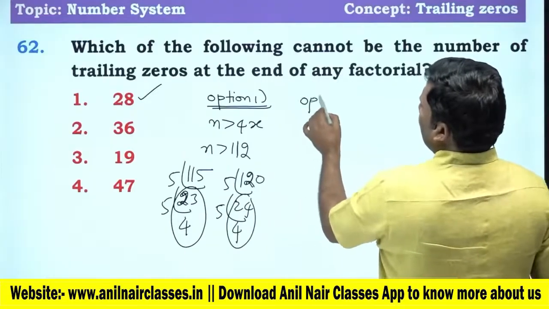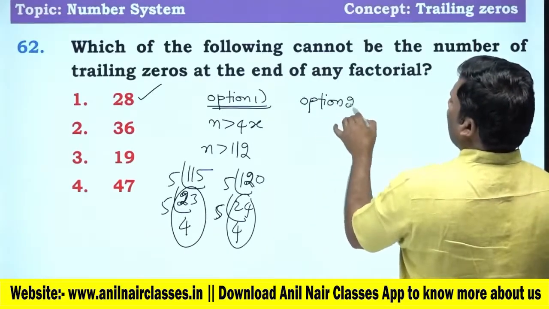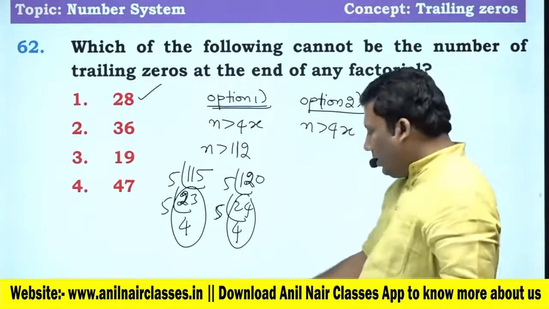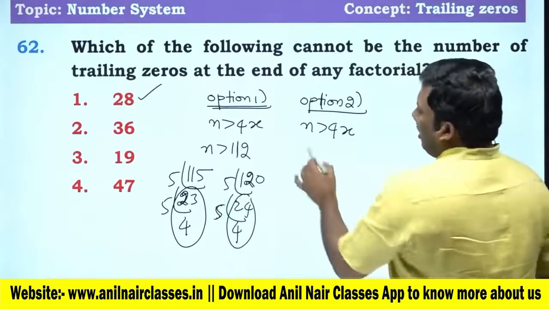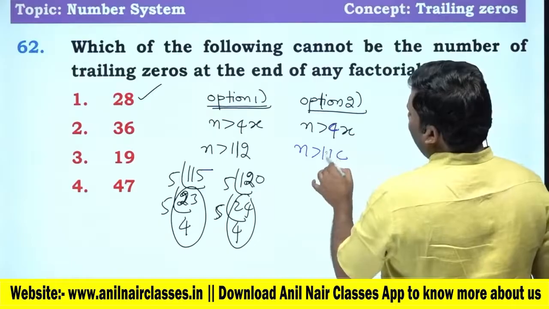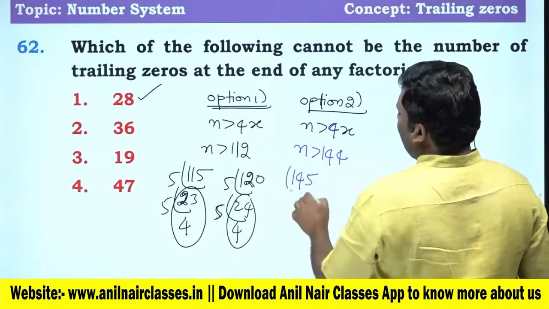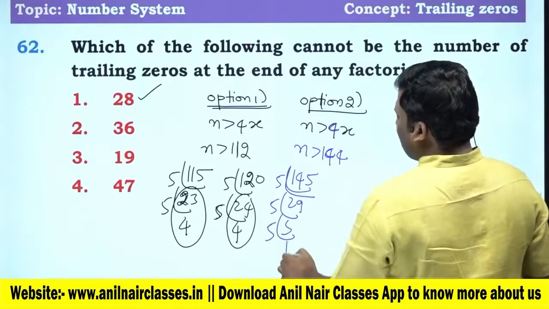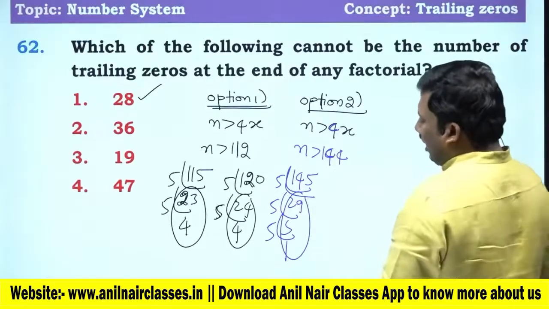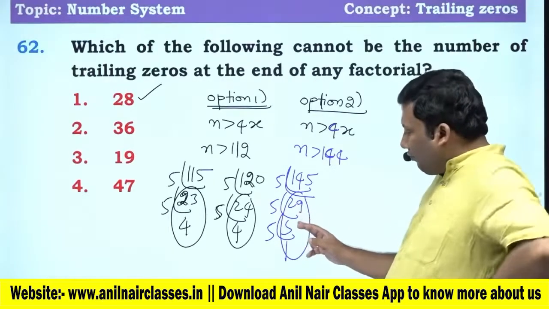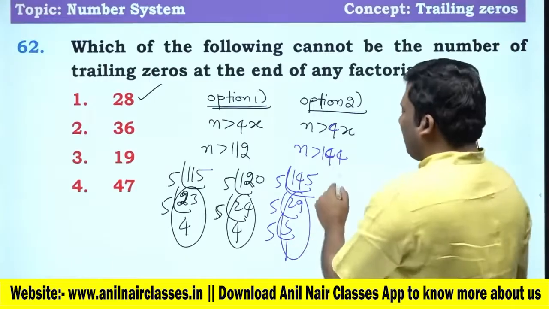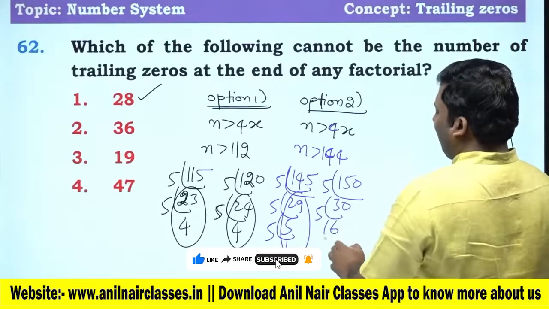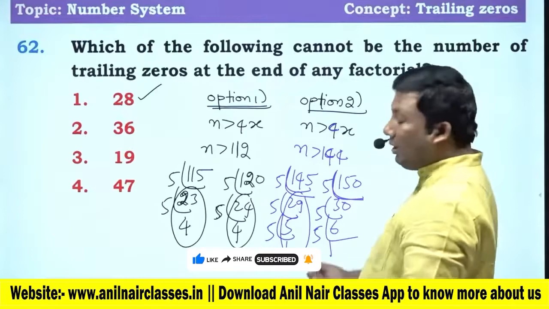Second one. Very interesting topics. N is greater than 4x, so n is greater than 144. What is the multiple of 5 greater than 144? 29s are 5, 5 5s are 1, so it is 29 plus 5, 34, plus 1, 35. Let me take the next number, 150. 5 30s are there, 5 6s are there, 5 1s are there. Anyway, 150 is a multiple of 25.